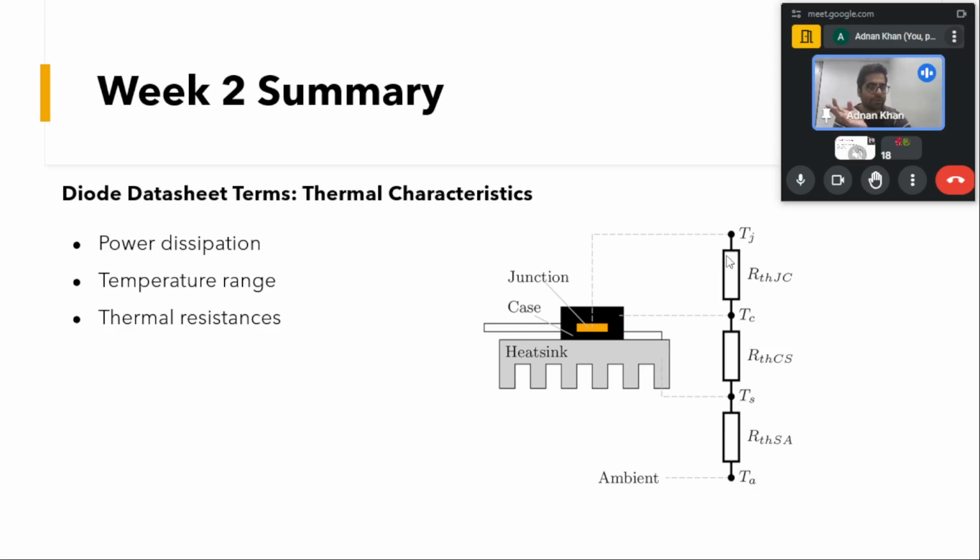Between all these there will be some thermal resistances. The information between junction and case, and between case and sink, will be provided in the data sheet. Between the sink and ambient, if you have the ambient of a room, or if it is air cooled, that will be the ambient temperature, and it will be determined by this heat sink.